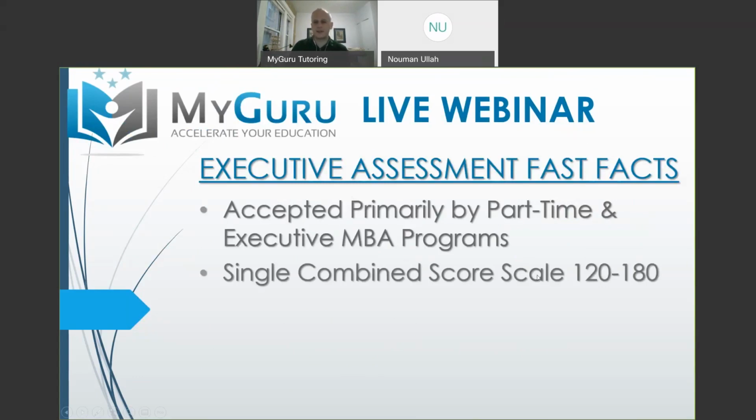The executive assessment has a single combined score that is on a scale of 120 to 180. Now, while the scaled score is between 120 and 180, technically, it is exceedingly unlikely that you're going to get anything at or above a 170, and most scorers are going to be between a 140 and a 160.